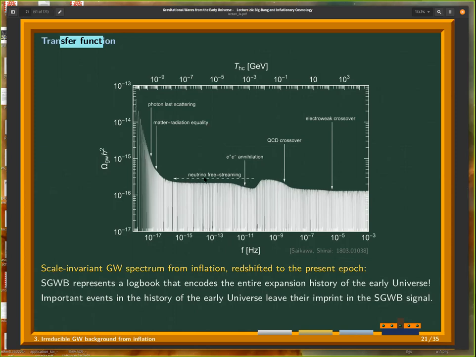At that time, the neutrinos exert an anisotropic stress on gravitational waves. And that reduces the amplitude of gravitational waves by a bit. Yeah. So without neutrinos, this would be 30% higher. So just higher by a bit. But the amplitude is slightly decreased by this effect of neutrino free streaming.